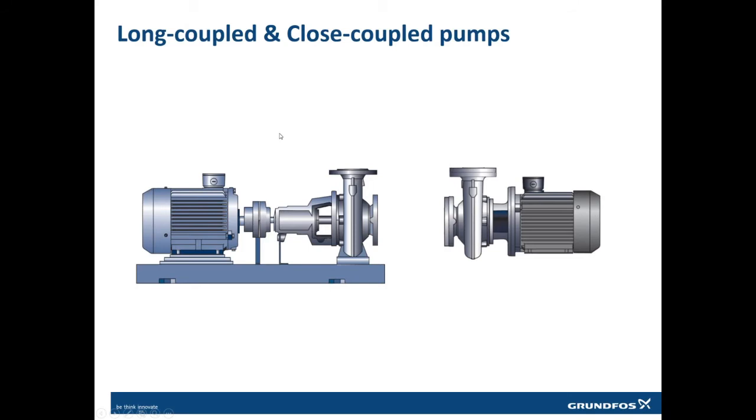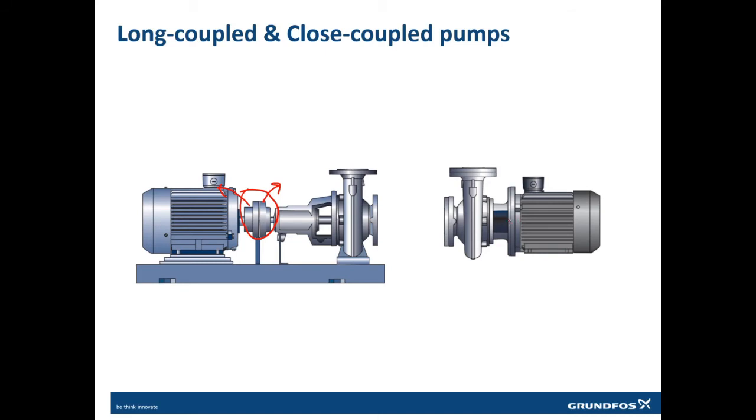Now we have something called close coupled pumps and long coupled pumps. Long coupled pumps are the pumps which have this part inside, a coupling. With the help of the coupling, you can remove this motor and disassemble the motor and pump into two units. So you don't need to disassemble the pump if you need to do some maintenance on the motor, or vice versa. If you want to just remove the pump, you can remove the pump without removing the motor.